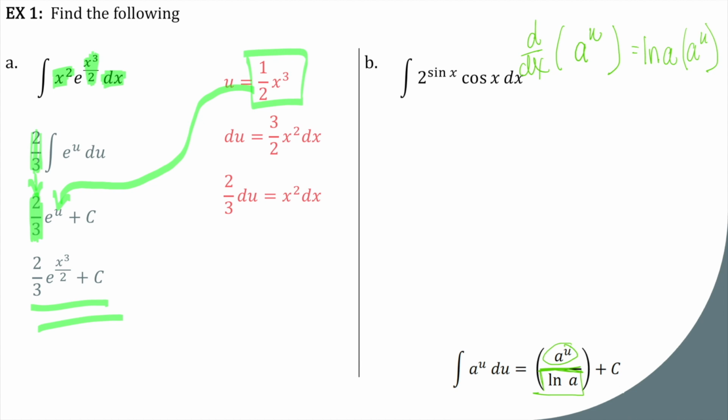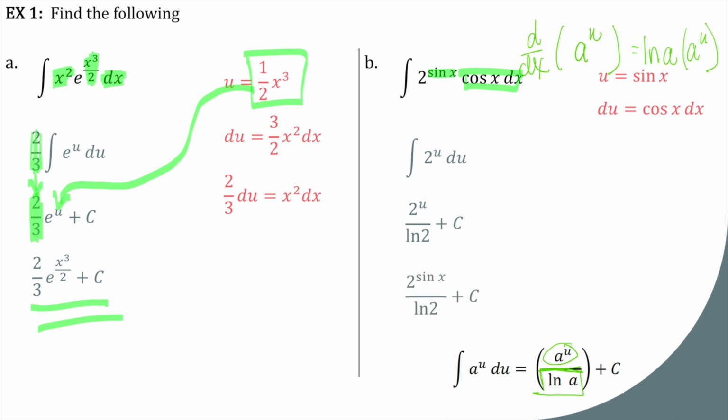So when we're working on U substitution, we're going to look again in our exponent for our U value. So U equals sine x, du equals cosine x dx. So we're going to be integrating 2 to the U. So it's 2 to the U divided by ln 2 plus c, and then we can just plug our u back in.